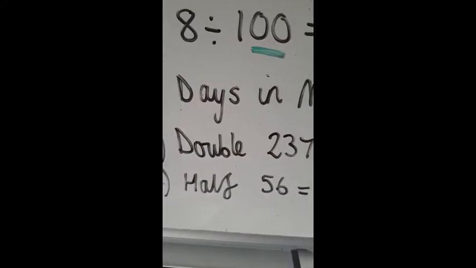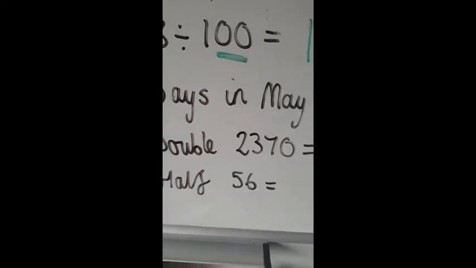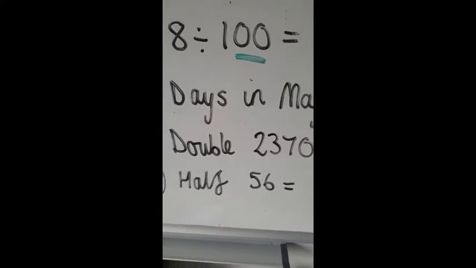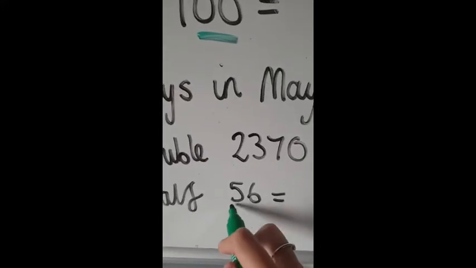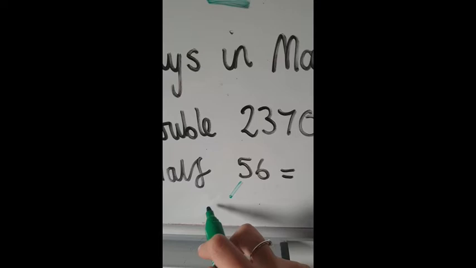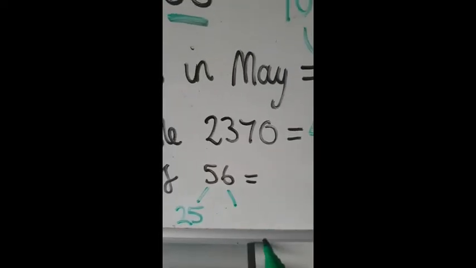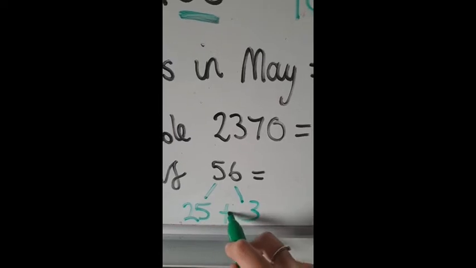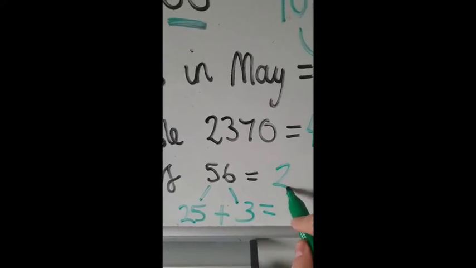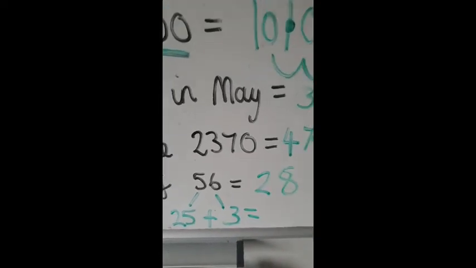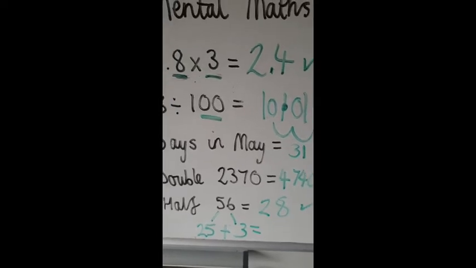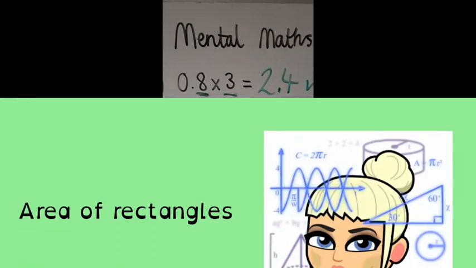And the last one, half of 56. Okay, so you're splitting it into 2. So I would split my 50 in half, which you know is 25. Split my 6 in half, which you know is 3. Add them up and you should have got 28. Okay, so you can mark your own. Did you get 5 out of 5?